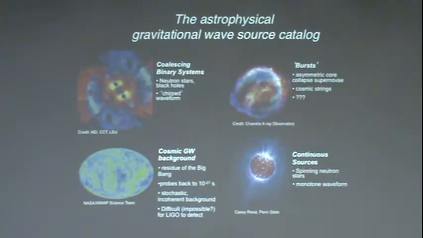Why are they interesting to study? Well, making them in a laboratory is essentially impossible. The strains are much, much smaller than 10 to the minus 21. But making them in nature with cataclysmic astrophysical events is not impossible. And so there are 4 classes of sources we look for. The coalescing binary systems, I'll say more about these. These would be black holes that we discovered, or perhaps neutron stars. They produce a very specific kind of waveform that we can model.